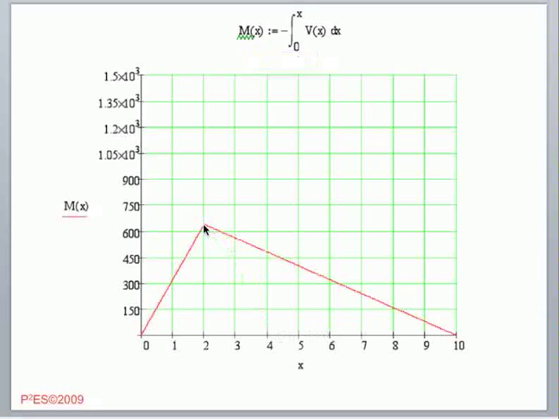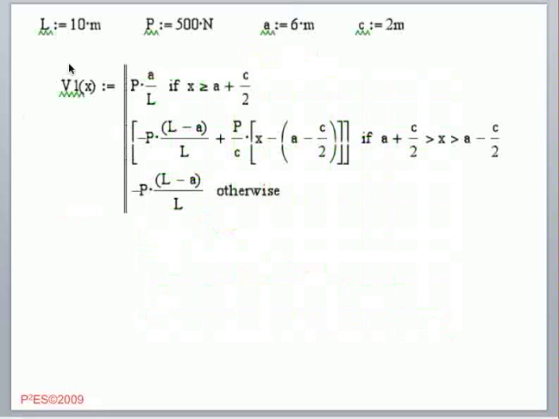Now, I can then find the distributed force. In the distributed force, we're going to build up the solution as is shown here. Same thing, distance of 10, P is equal to 500 newtons, A is equal to 6, C is equal to 2, same as what we had before. So it's really the same solution. This V1 is exactly the same condition.